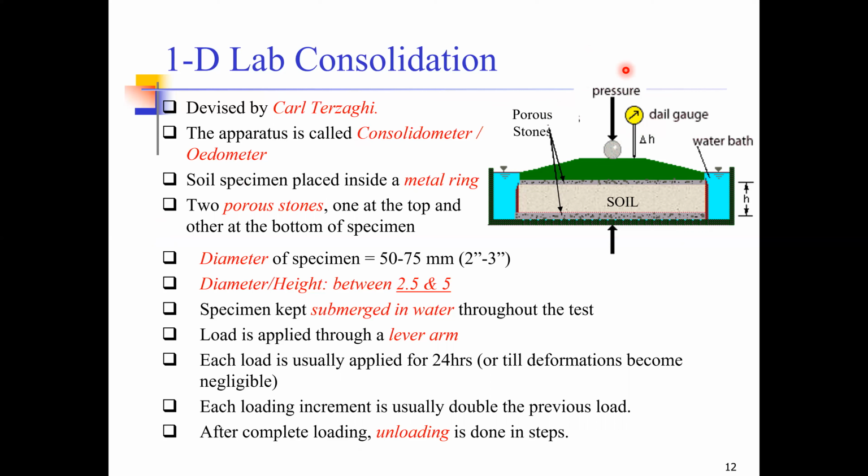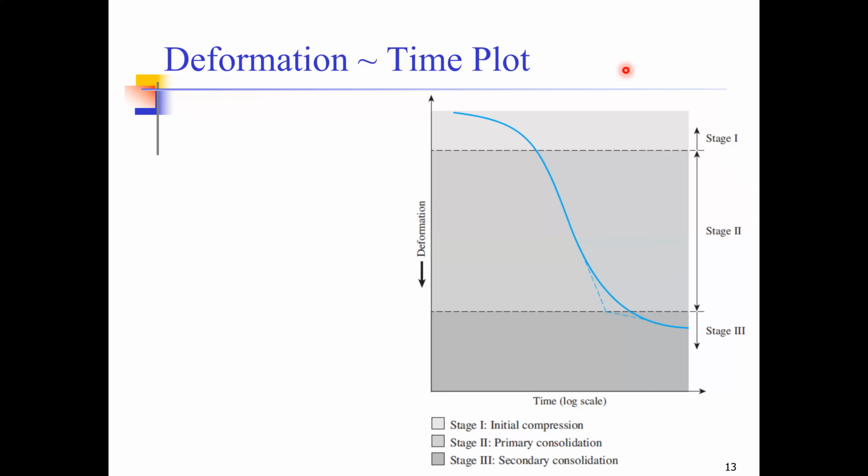But in this lecture, I'm only going to give you a brief overview of one of those graphs, which is called the deformation time plot. So you see, the two readings that we take during the experiment are deformation and the time. If we plot the time on the x-axis on a log scale and we plot the deformation on the y-axis, we get this kind of a graph for the consolidation test. Now this graph can generally be divided into three zones, as you can see here. Stage one is something we call initial compression.